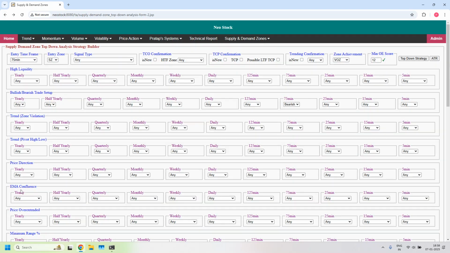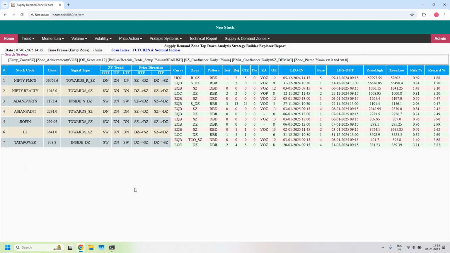Let us verify in the EMA Confluence at a daily time frame, because the 75 minute supply zone is part of the daily supply zone. That's why we are setting daily supply zone having daily EMA Confluence. Let's filter. Now we got 7 stocks. These 7 are even more high probability trade setup supported stocks based on LTF, ITF, supply zone confluence and ITF, EMA confluence.